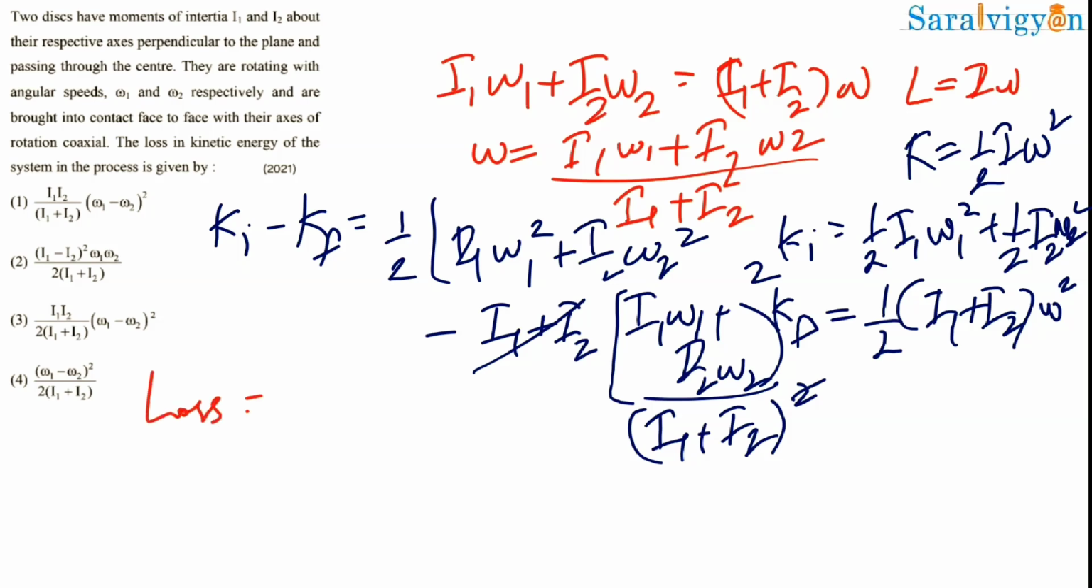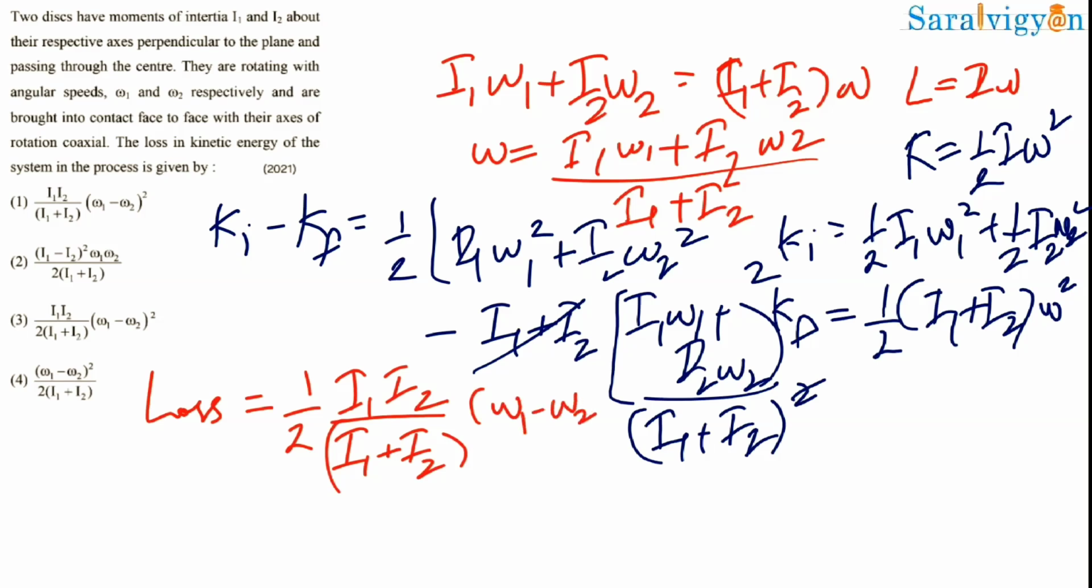Loss is equal to half into I₁ I₂ by I₁ plus I₂ into ω₁ minus ω₂ whole square. This is our answer we'll get, and we can check from the options. Option C, 3, will be the correct one.